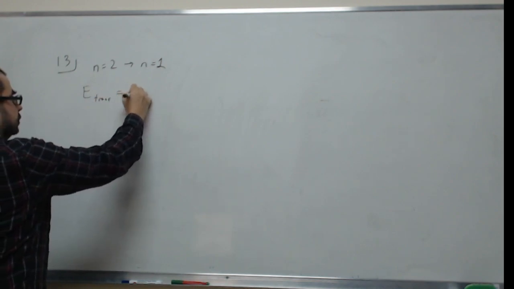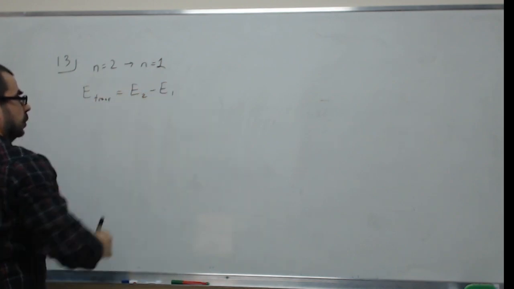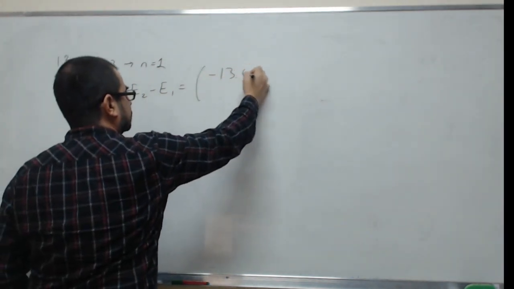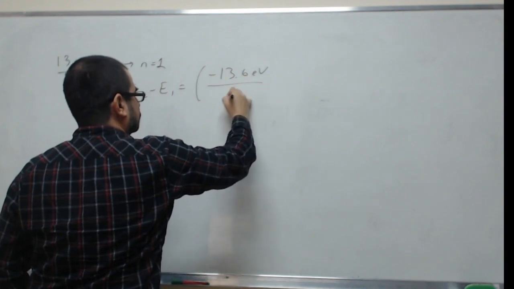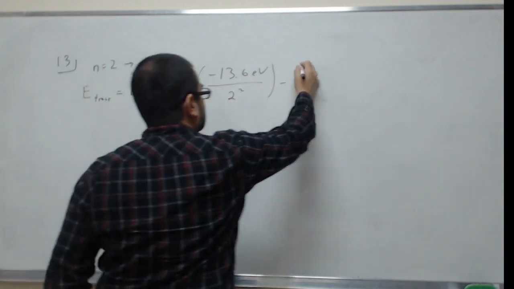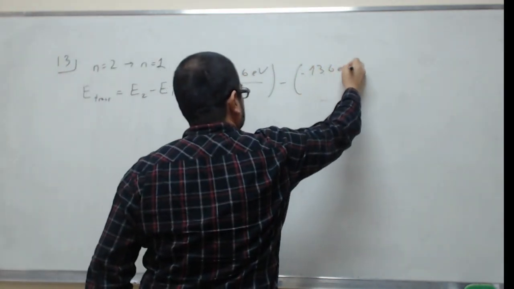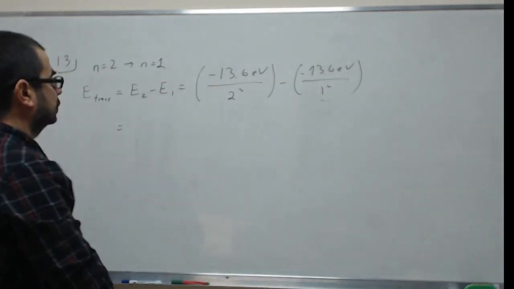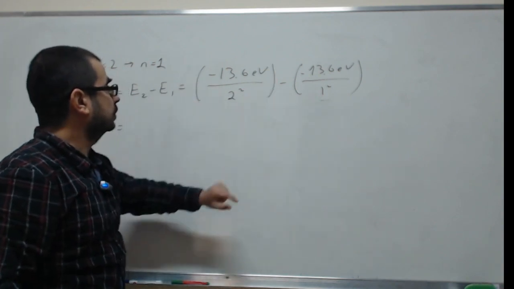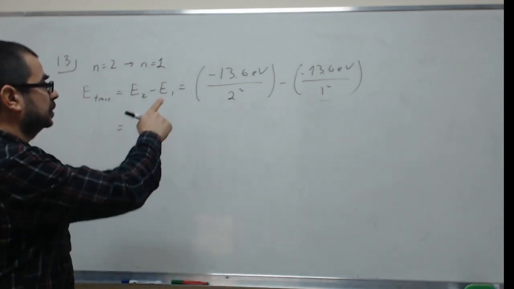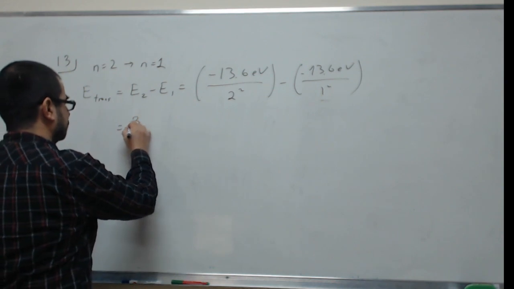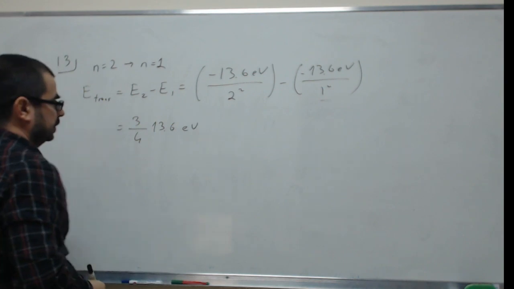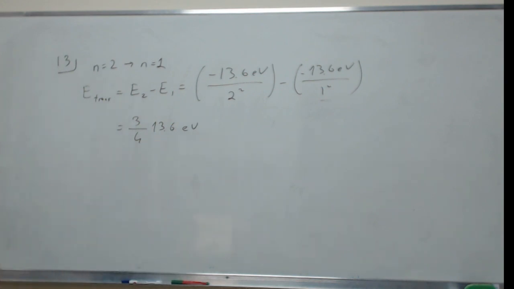This is going to be E2 minus E1, and we can write this out. This is going to be minus 13.6 electron volts divided by 2 squared minus 13.6 electron volts divided by 1 squared, which is just 1. Right? And this is 1/4 minus 1, so 1 minus 1/4 is 3/4. This is going to be 3/4 times 13.6 electron volts, right? So you can carry out the algebra.